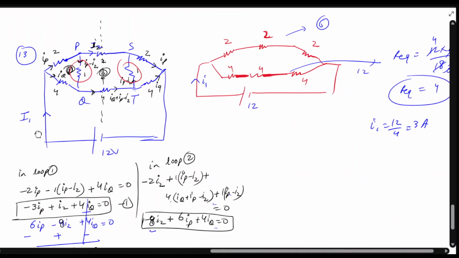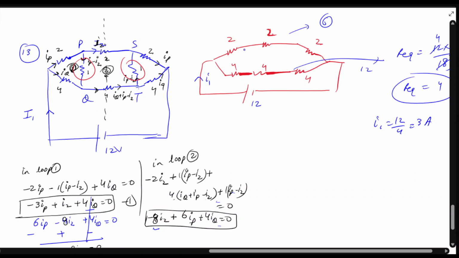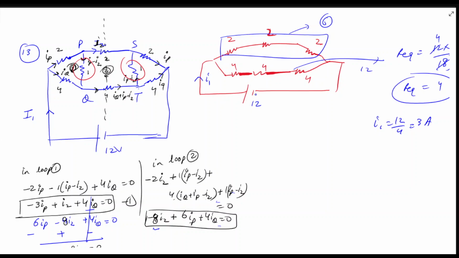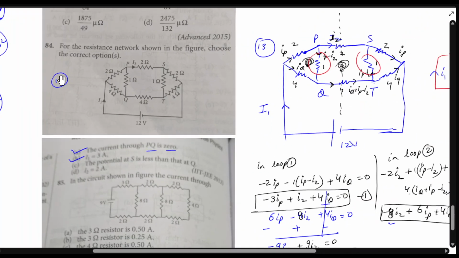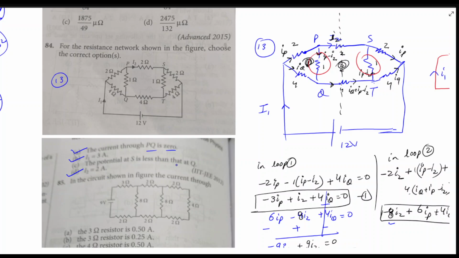Now I2 we can find. Now look, the potential difference across this whole is 12, right? So you can simply find I2. So I2 will be V, V is 12 divided by 6. The resistance is 6, so it will be 2 ampere. So I2 is 2 ampere. So D option is also correct. C, the potential at S is less than that of Q. So S is this and Q is this.